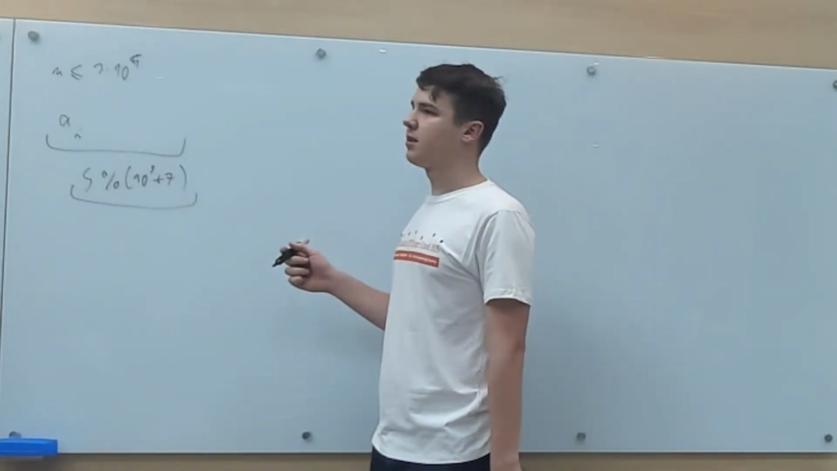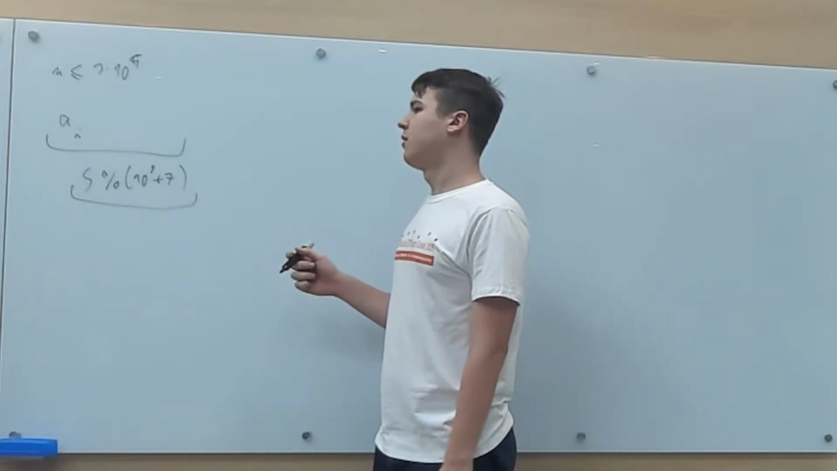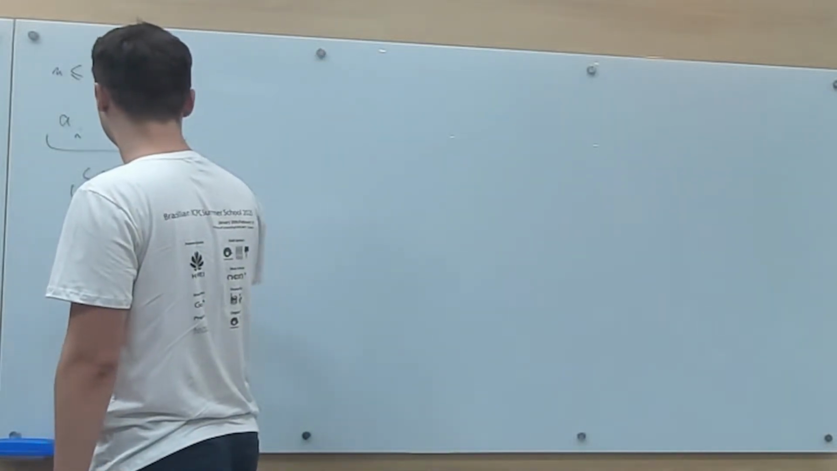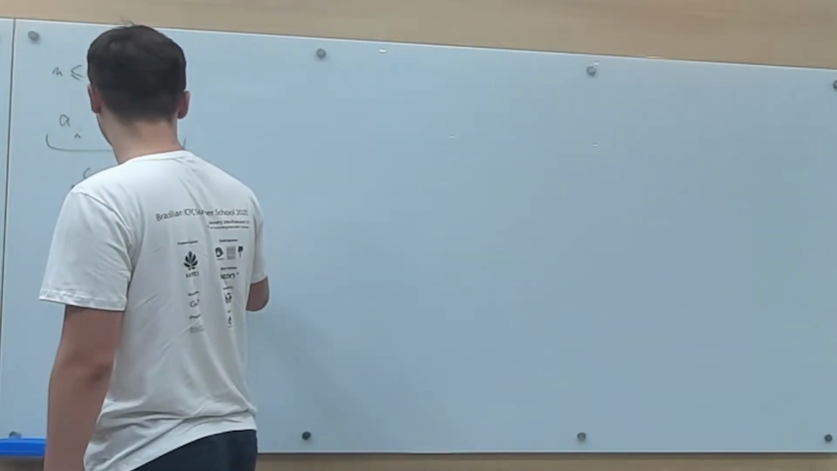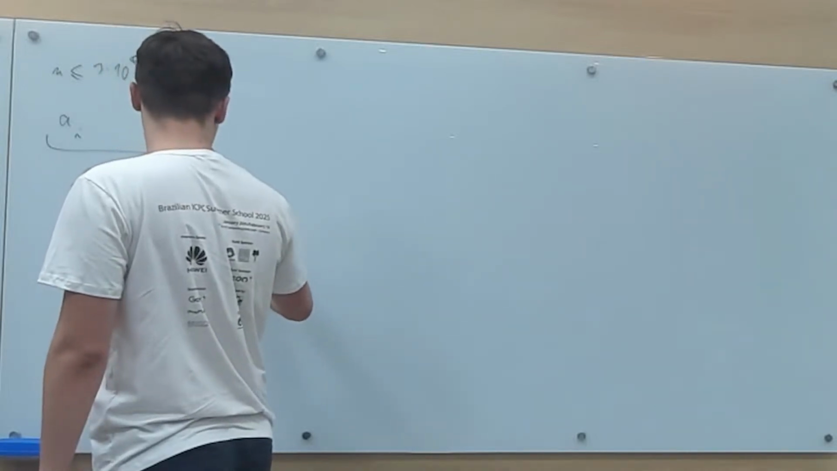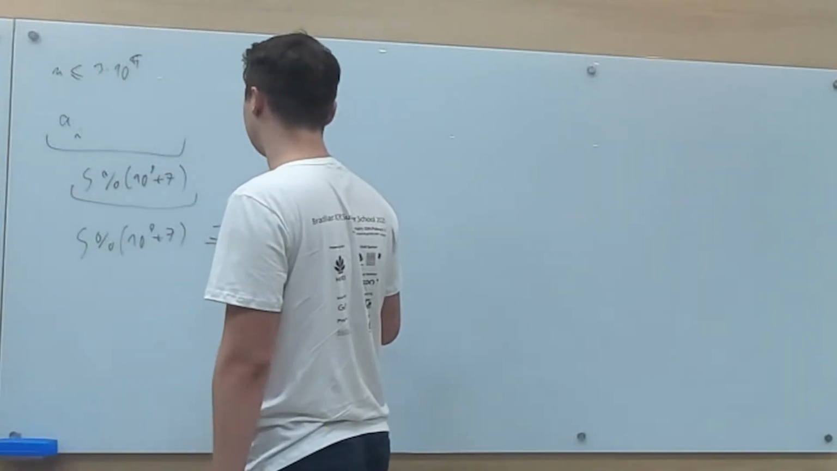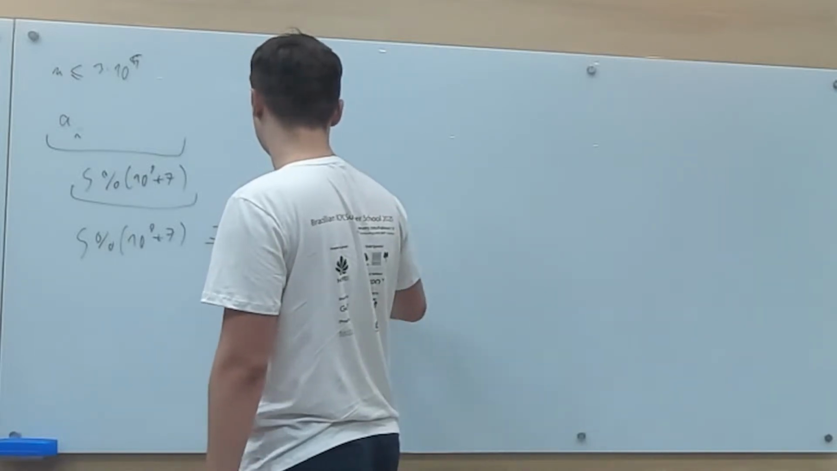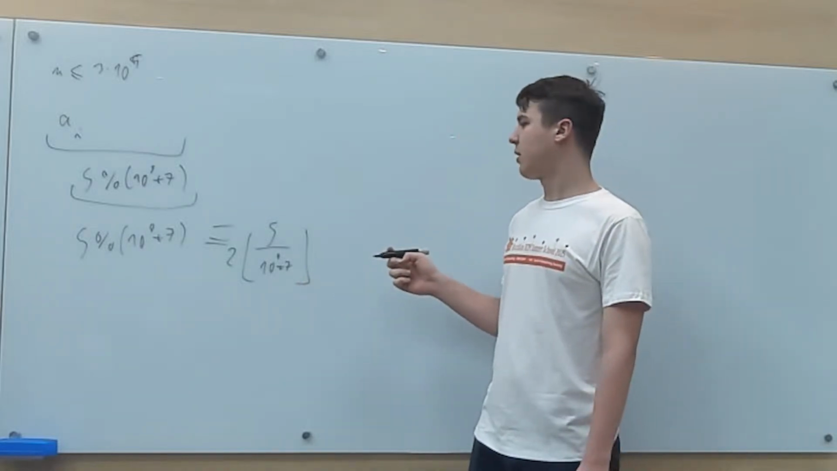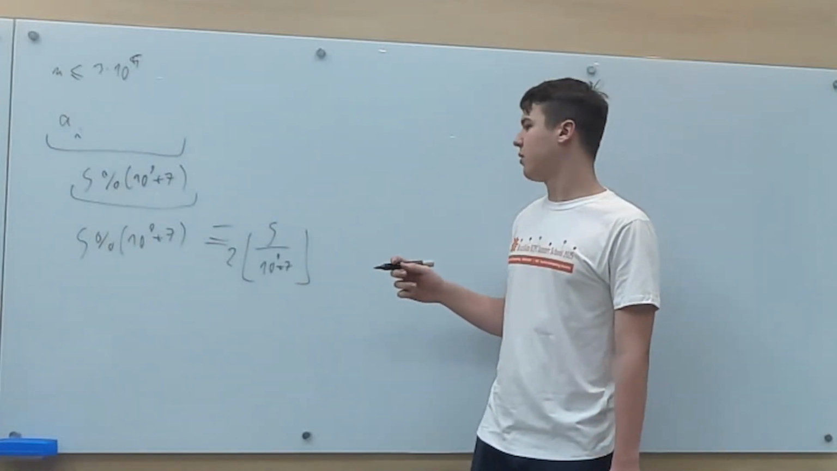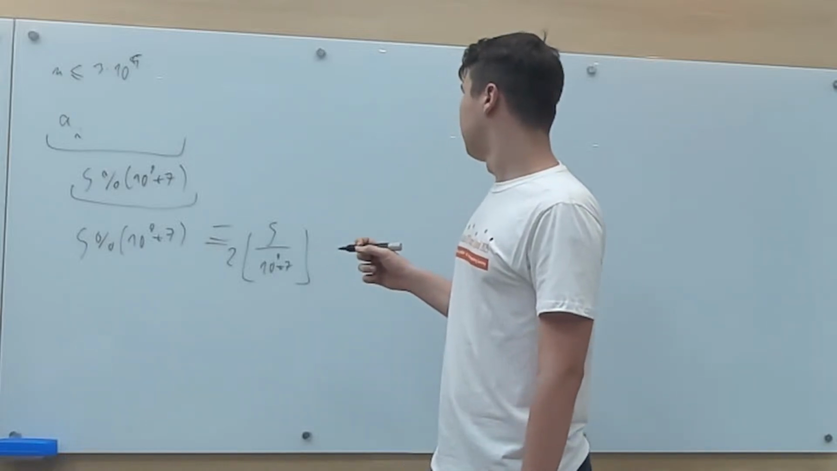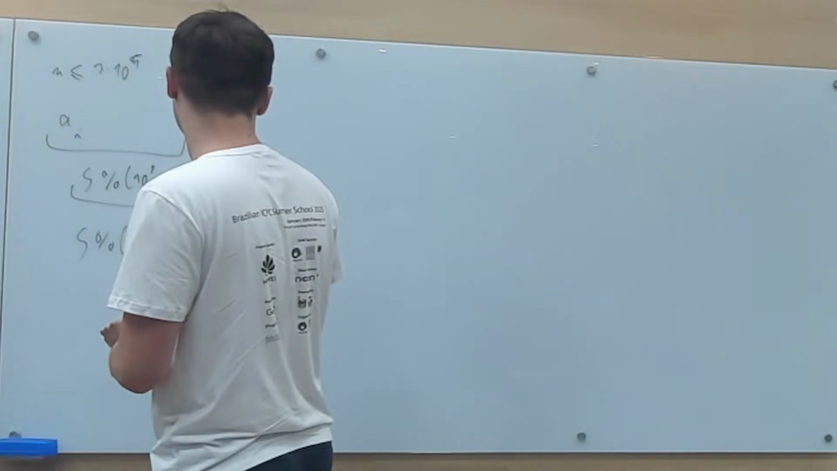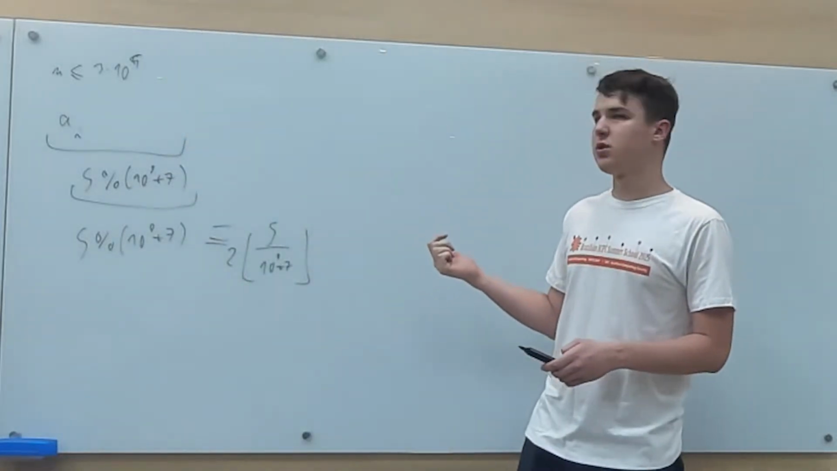My claim is that it is even if and only if S modulo (10 to the power of 9 plus 7), modulo 2, is equal to S divided by (10 to the power of 9 plus 7). Any questions to this statement?